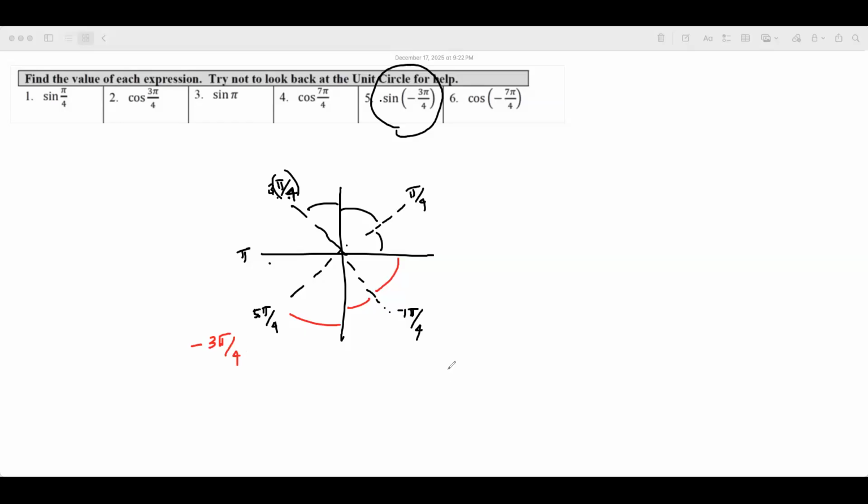What is negative 7 pi by 4? This is minus 1 pi by 4. This is minus 2 pi by 4. This is minus 3 pi by 4. Minus 4 pi by 4. Minus 5 pi by 4. Minus 6 pi by 4. Minus 7 pi by 4. Make sense? It's the same as pi by 4. Remember terminal angles that we discussed last week.